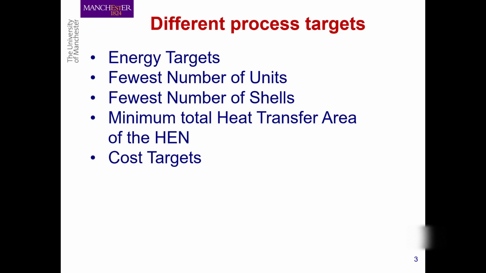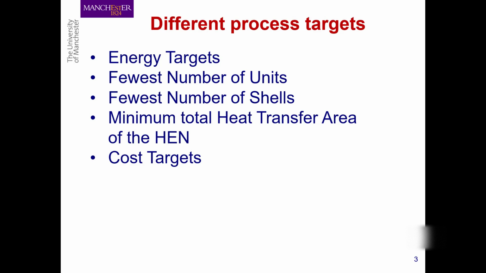Then the fourth target is the minimum total heat transfer area. The heat transfer area of a heat exchanger network gives a fairly accurate estimate of the cost of the heat exchanger network. And hence, before the design, it is always advisable to find out the minimum total heat transfer area as a target.